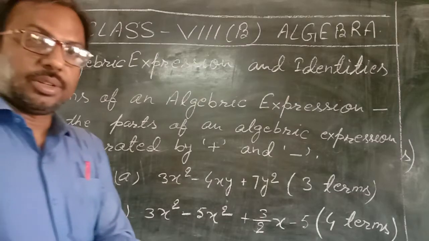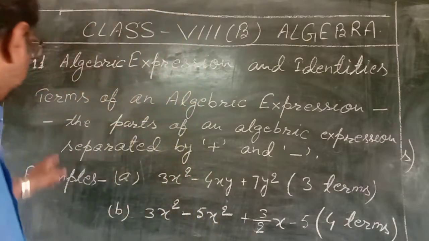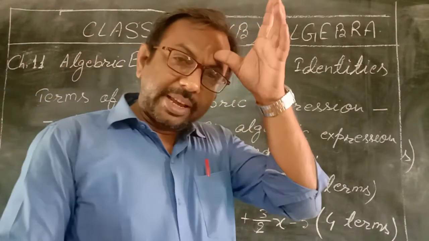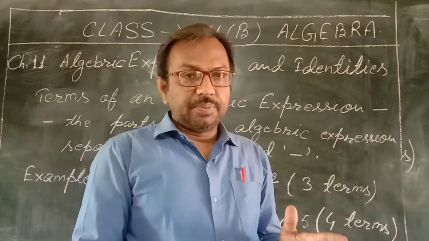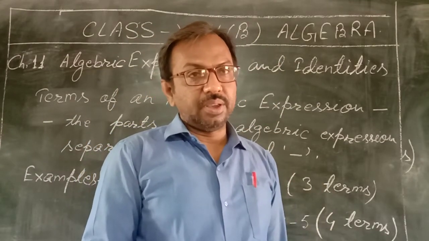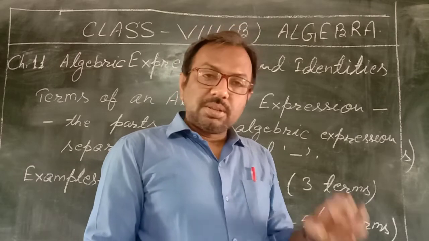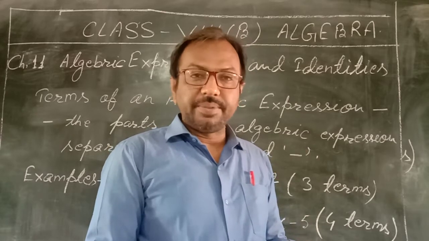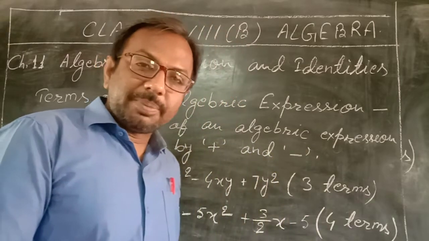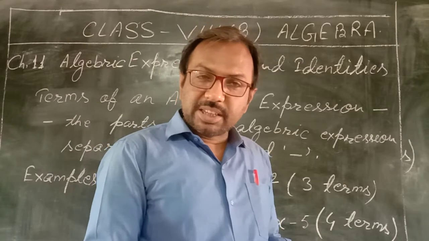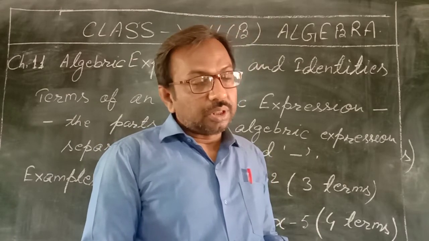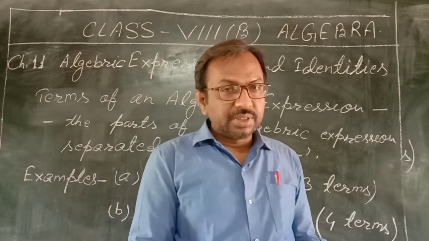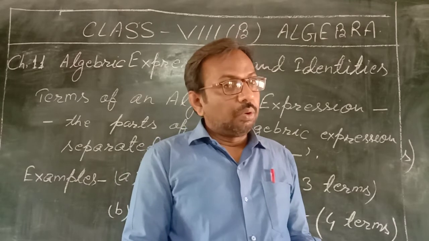In the next topic, let us discuss terms of an algebraic expression. These terms are the parts of algebraic expressions. You know, these parts are the combined form of constants and variables. An algebraic expression may have one or more than one part, so we say an algebraic expression may have one or more than one term.